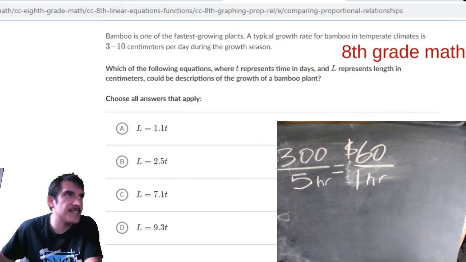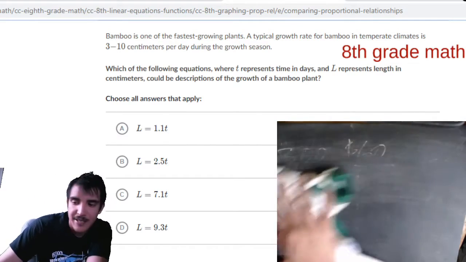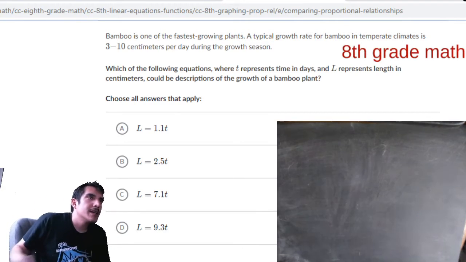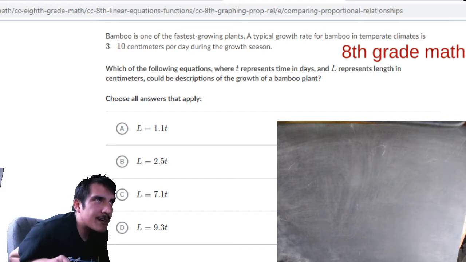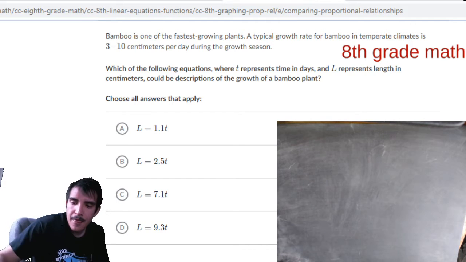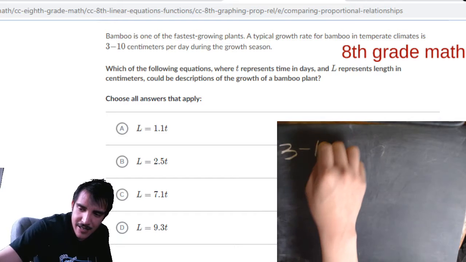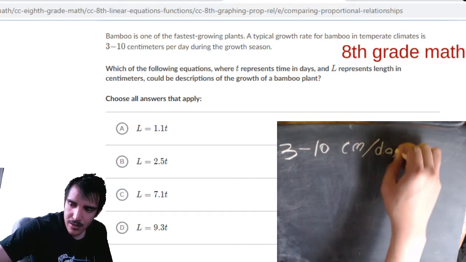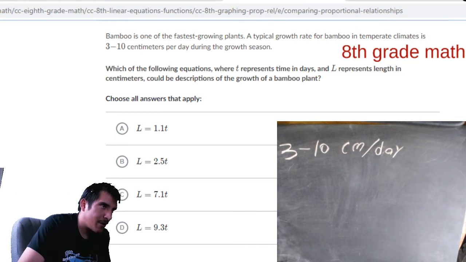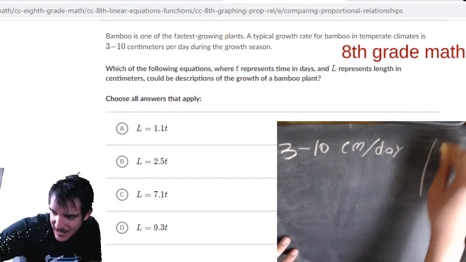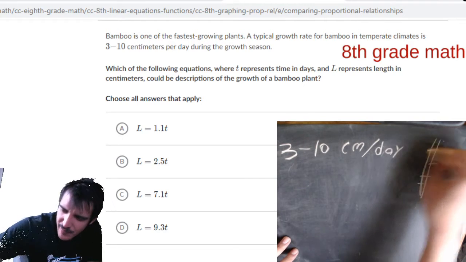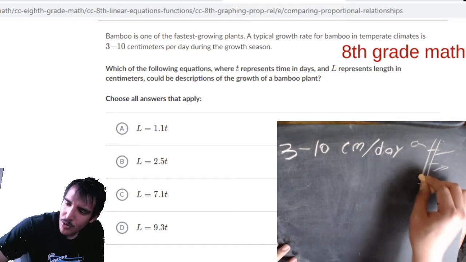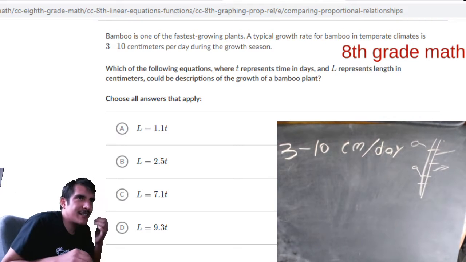Bamboo is one of the fastest growing plants. A typical growth rate for bamboo is 3 to 10 centimeters per day. Wow. Let's write that down: 3 to 10 centimeters per day. That's how fast bamboo grows. And by the way, bamboo is what pandas eat. It looks like a giant stick with some leaves on it. Horrible drawing of bamboo, but pandas eat it, okay?